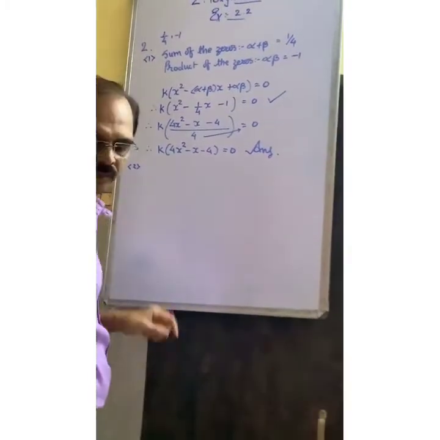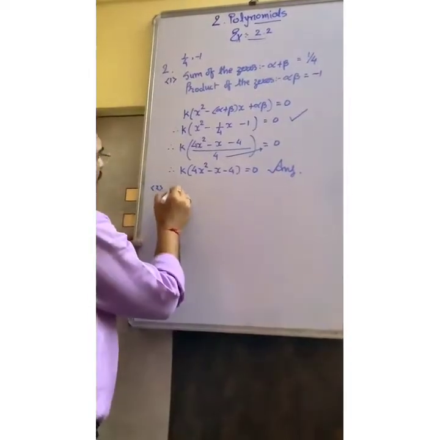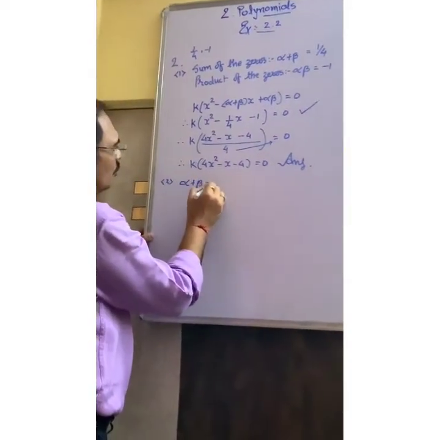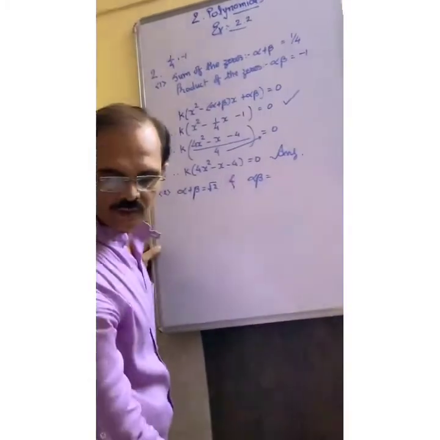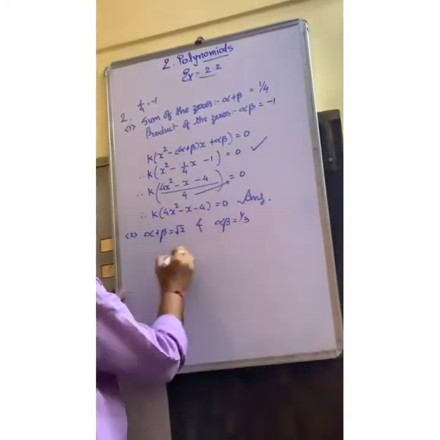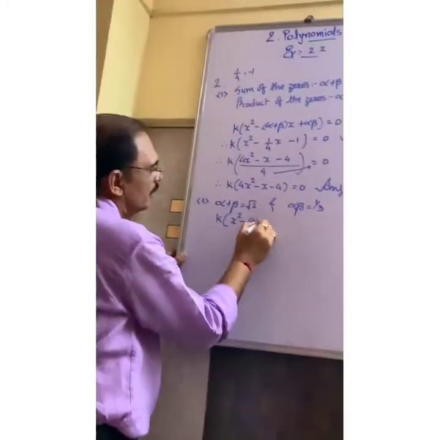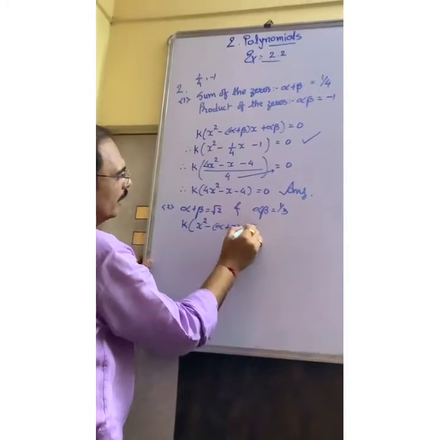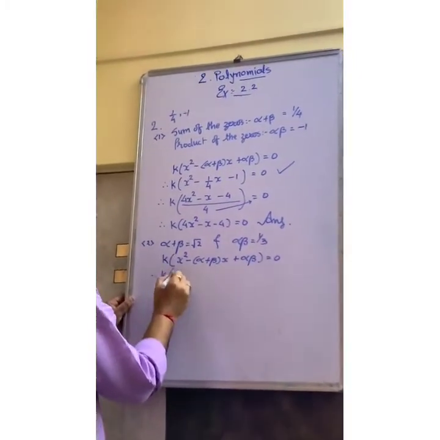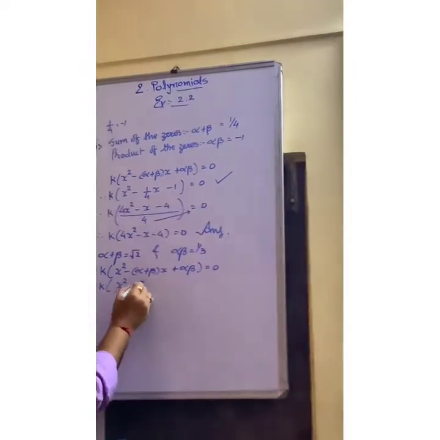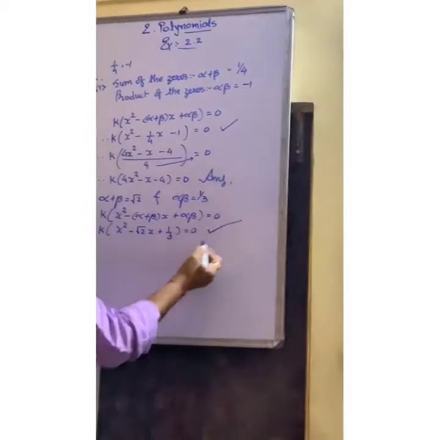Similarly, second number. Now I write direct alpha plus beta equal to root 2 and alpha into beta, product is given 1 by 3. Our formula: x square minus into bracket alpha plus beta into x plus alpha beta equal to 0. Very simple, place the value. Alpha plus beta minus root 2x, alpha beta 1 by 3 equal to 0. This is also your answer.